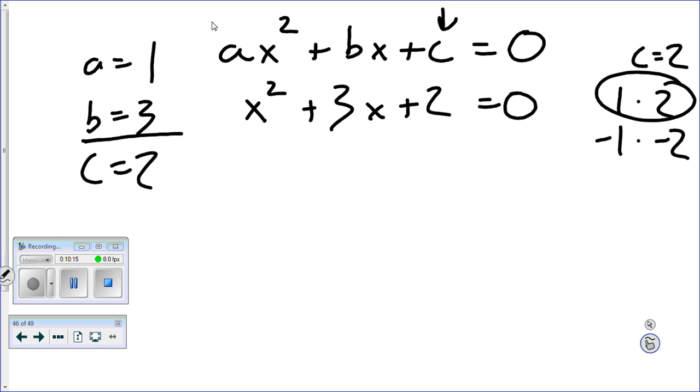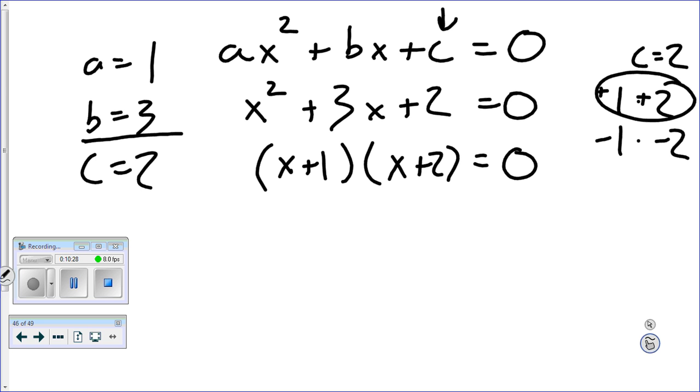So anyway, what you'll do is I'll break this down. Say x plus 1, which is a positive 1. I'll say x plus 2. This is a positive 2. Okay, and there's your factors right there. And then, like I said, from there, you're just going to go ahead and solve it.